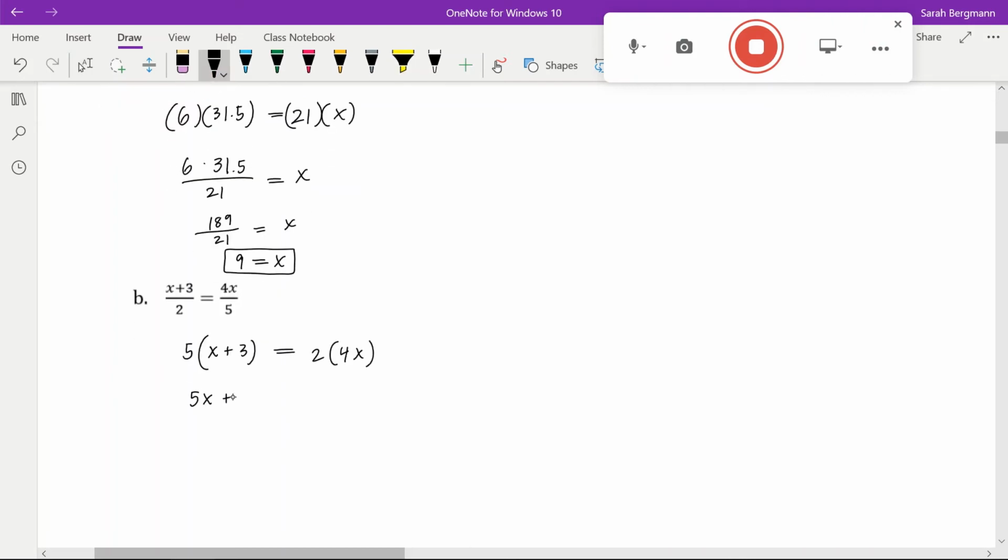Distribute the 5. Multiply 2 by 4x to get 8x. Next, subtract 5x on both sides, and divide both sides by 3 to get, finally, x equals 5.